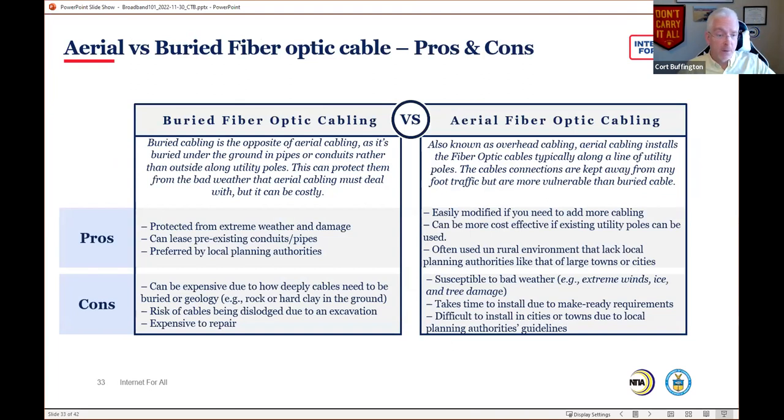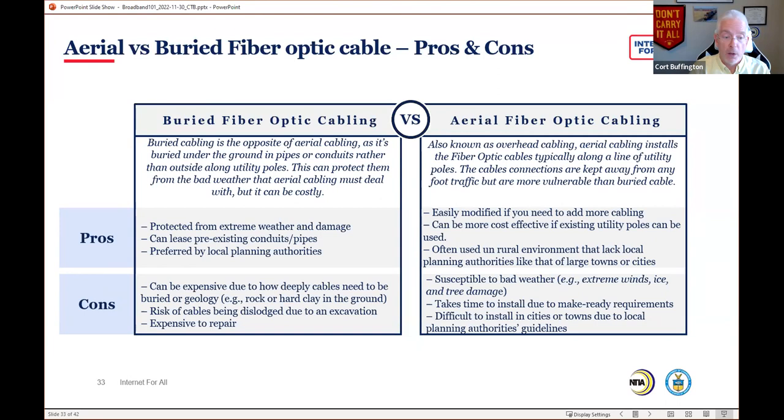A common thing that we run into in broadband deployments is buried versus aerial optical cable. In some cases, the same could be true for copper. This is typically a fiber issue. And a question that I've been asked many times is, what is better, burying fiber optic cable or hanging it aerially. And the point is that neither one is universally better than the other. They both have strengths and weaknesses.